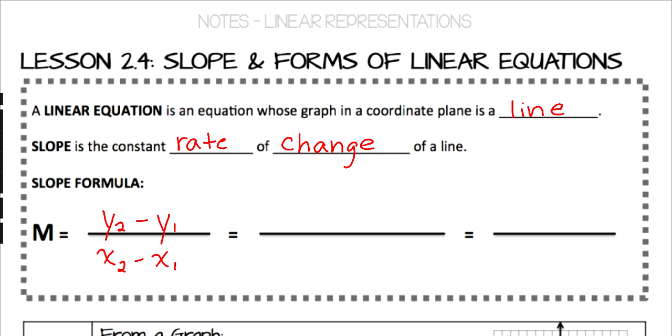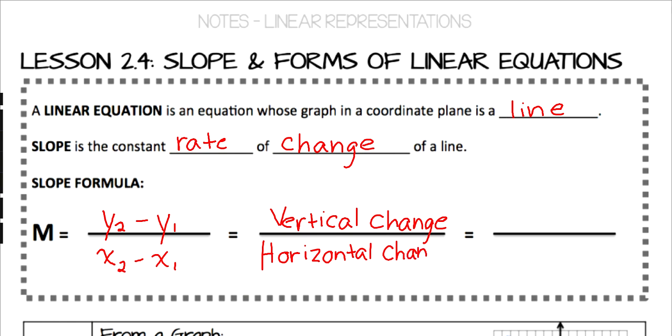The second way to talk about it is to talk about the changes that are happening, so that rate of change of a line. Another way to think about it is the vertical change, how far the line is going up or down between 2 points, divided by the horizontal change. So we've got our vertical change divided by our horizontal change, which is represented the same way in that y2 minus y1 over x2 minus x1 formula.